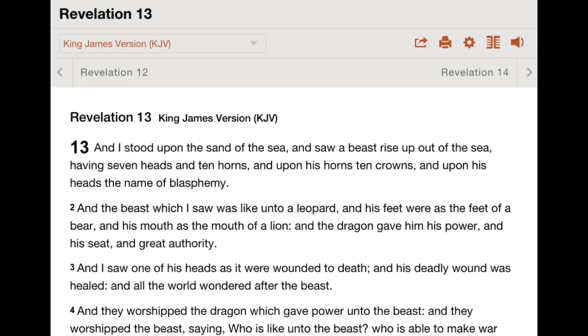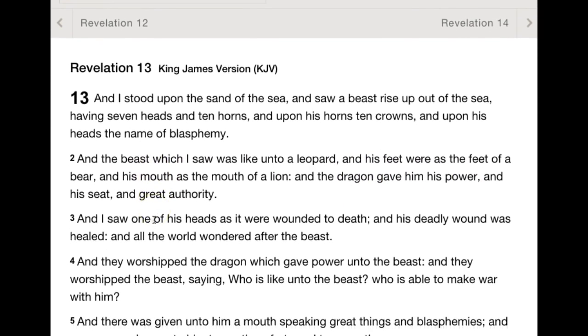So we're here in Revelation chapter 13, and it says, "And I stood upon the sand of the sea, and saw a beast rise up out of the sea, having 7 heads and 10 horns, and upon his horns 10 crowns, and upon his heads the name of blasphemy. And the beast which I saw was like unto a leopard, and his feet were as the feet of a bear, and his mouth as the mouth of a lion. And the dragon gave him his power, and his seat, and great authority.